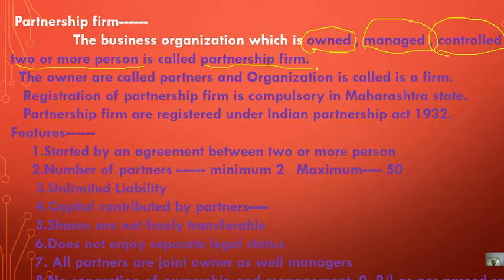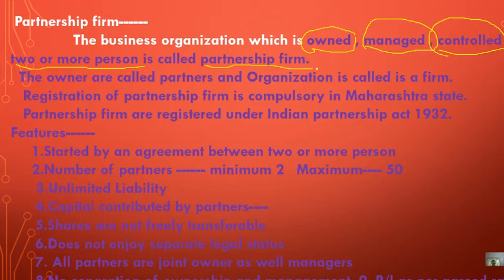Features of partnership firm: it is started by an agreement between two or more than two persons. When two or more persons come together, form one agreement or sign an agreement and form a business, it is registered as per the Indian Partnership Act 1932 and known as a partnership business.